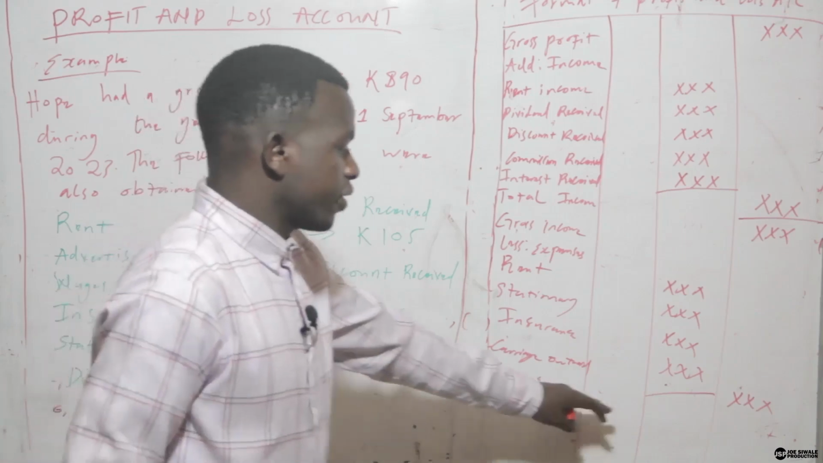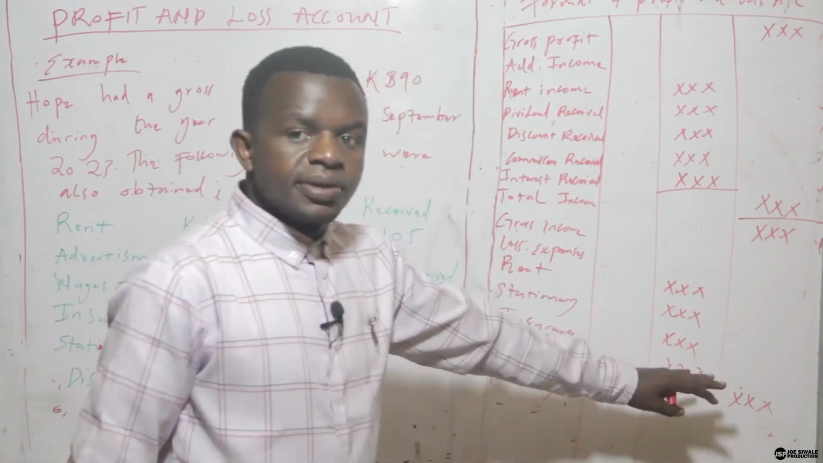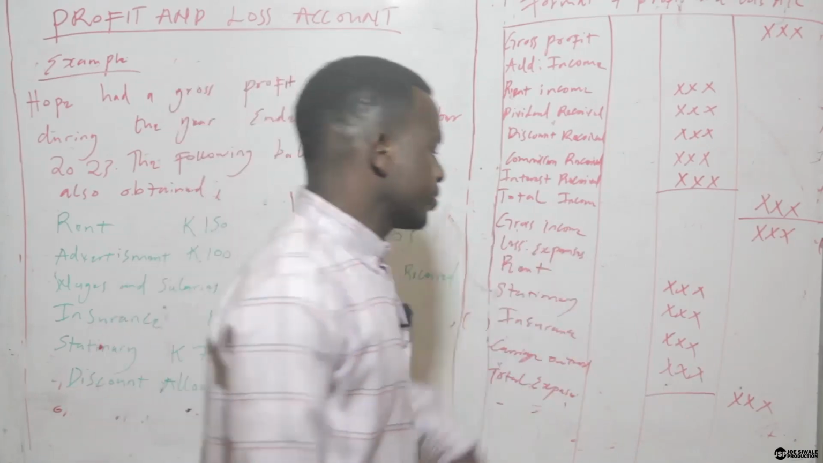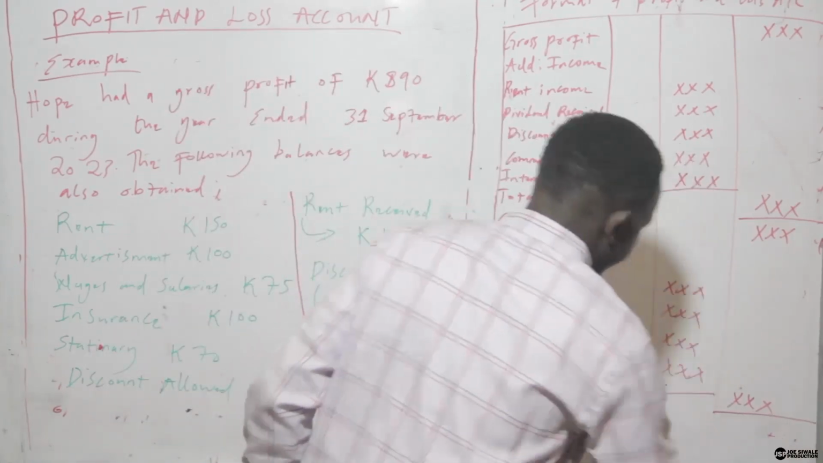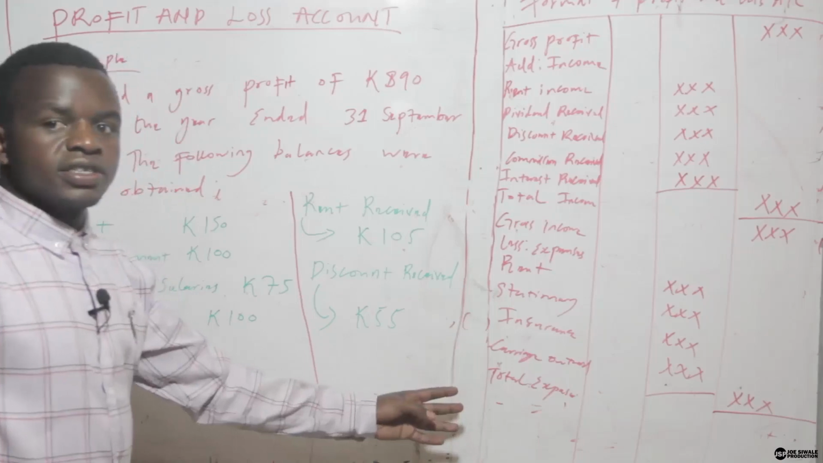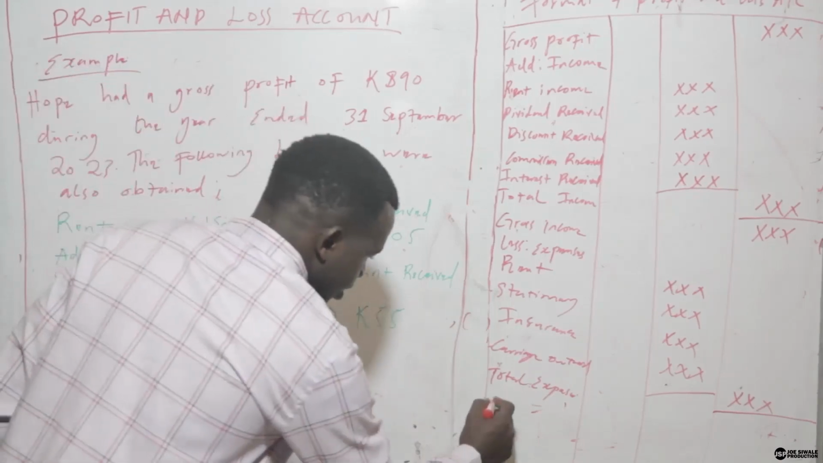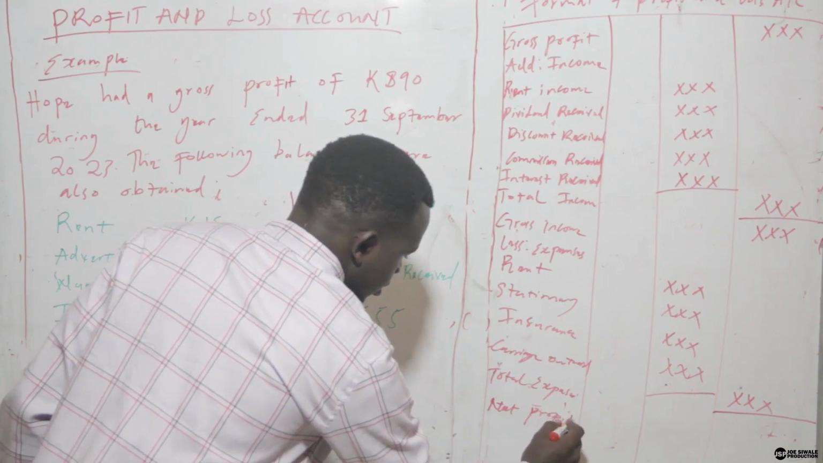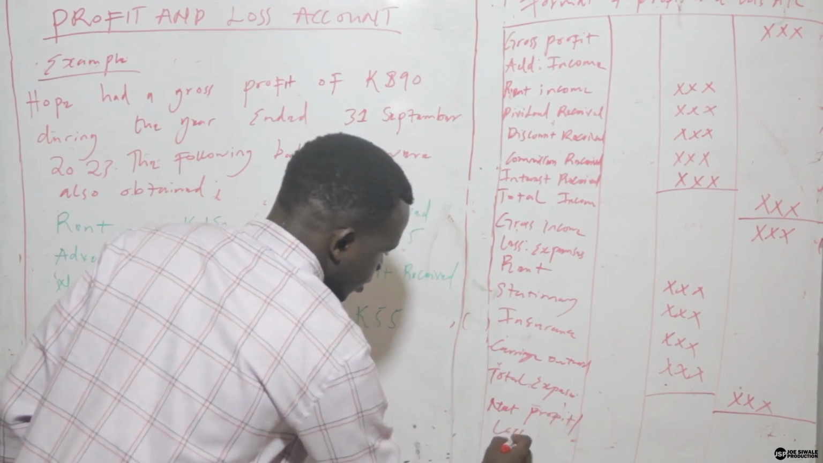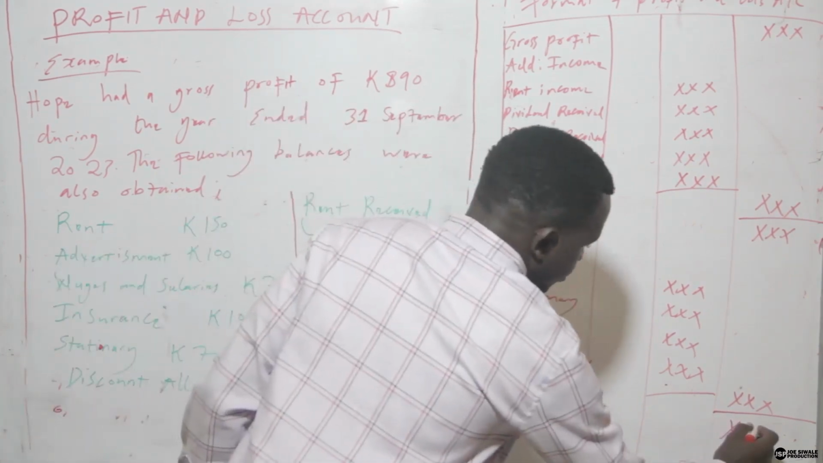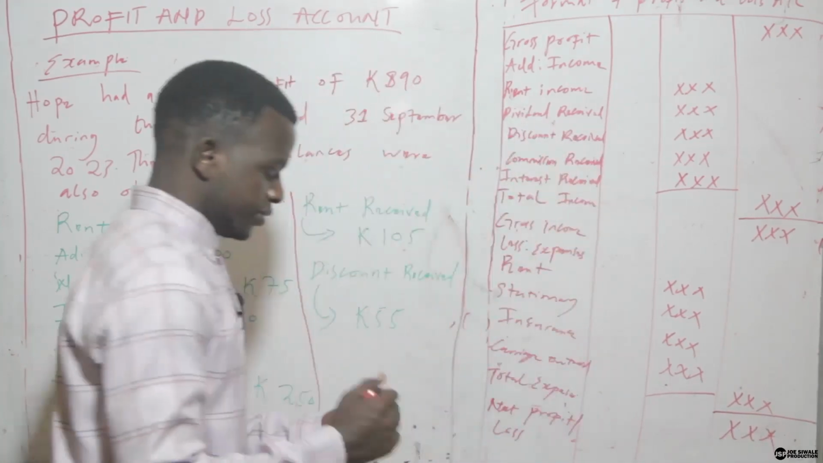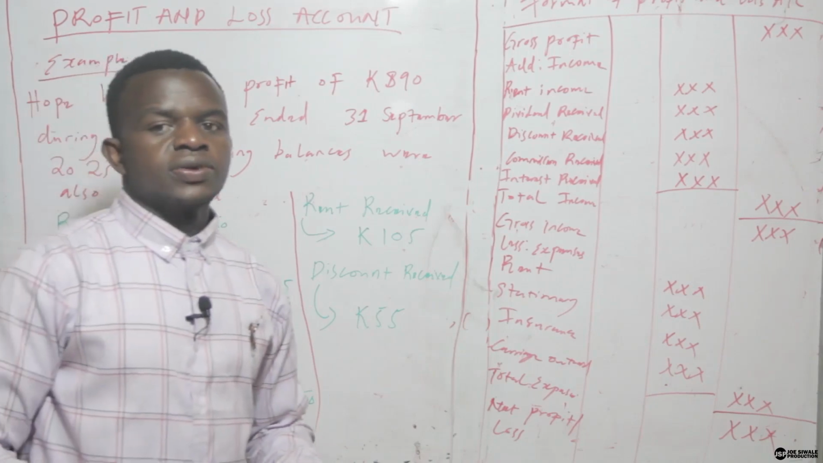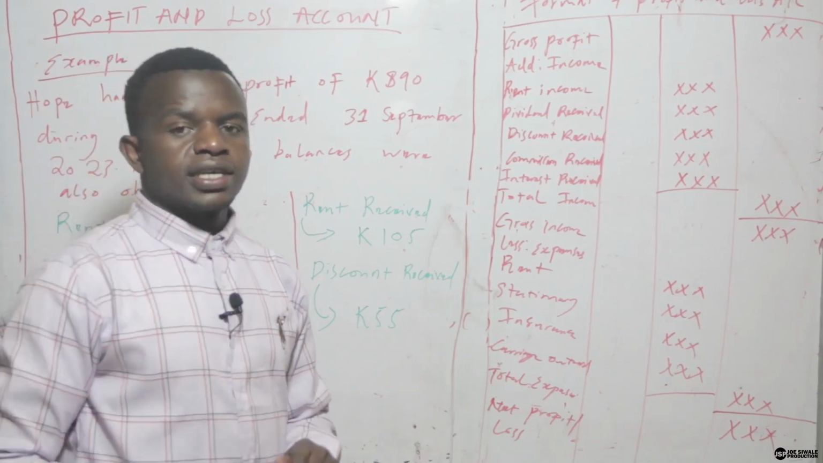Then since we have our total expenses, we can subtract the total expenses from gross income, and the answer that we're going to have is net profit or loss. So say net profit or loss. We are going to have our answer there. So this is the formatting of the profit and loss. Where you have questions, please ask in the group.